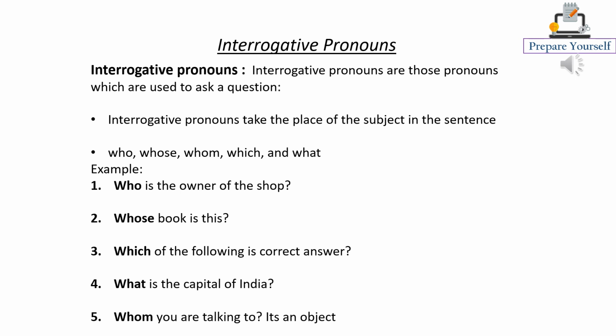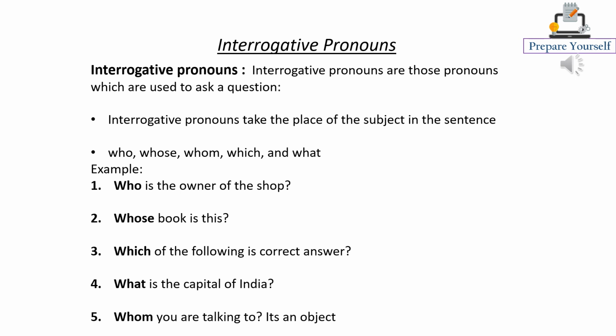Interrogative pronouns. Interrogative pronouns are those pronouns which are used to ask questions. Interrogative pronouns takes the place of the subject in the sentence. Who, whose, whom, which, and what are the 5 basic interrogative pronouns. Who is the owner of the shop? Here who is the subject. Whose book is this?